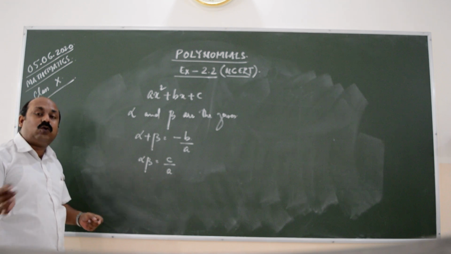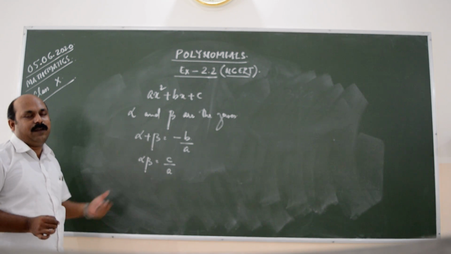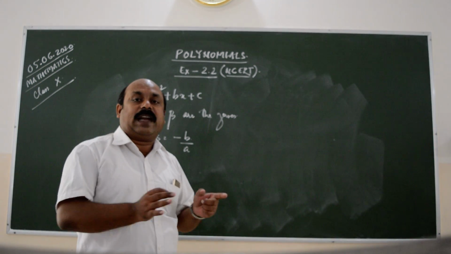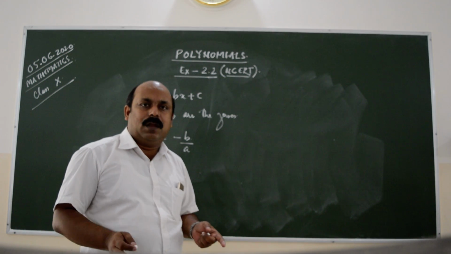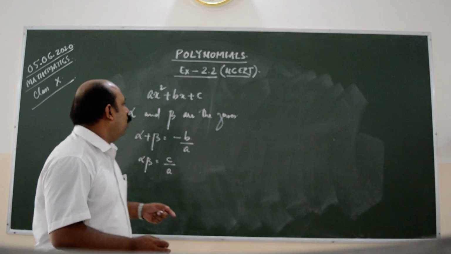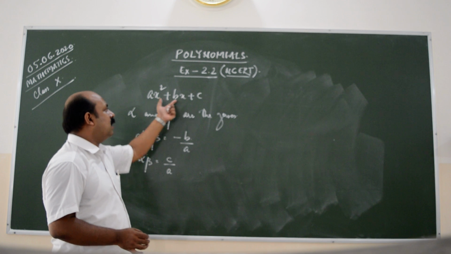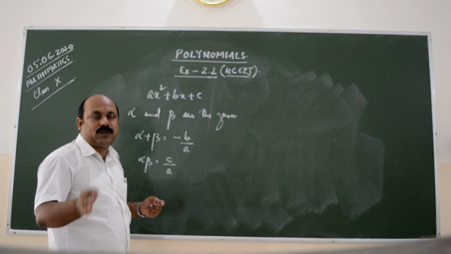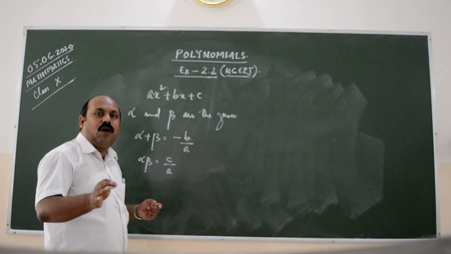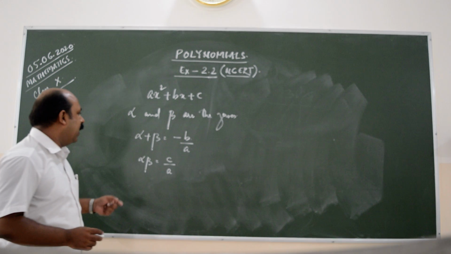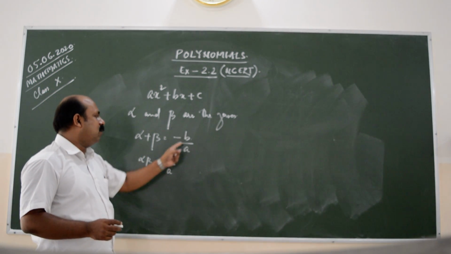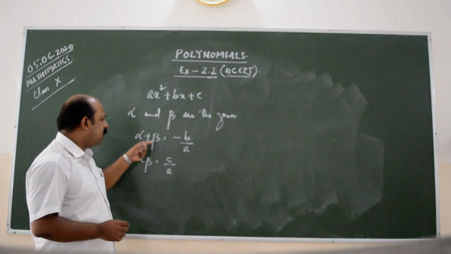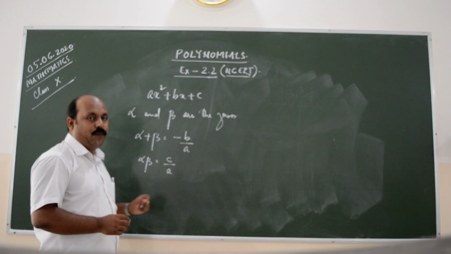Now the question is how to find out the zeros of a given quadratic polynomial. So in standard 9 we have done factorization by splitting the middle term. So by using splitting the middle term, we will reduce this quadratic polynomial as a product of two linear factors. Equating each of the linear factor to 0, we will get the two zeros of the given polynomial. So we can say sum of zeros is equal to minus b by a and product of zeros is equal to c by a. This is the relation between the zeros and the coefficients.